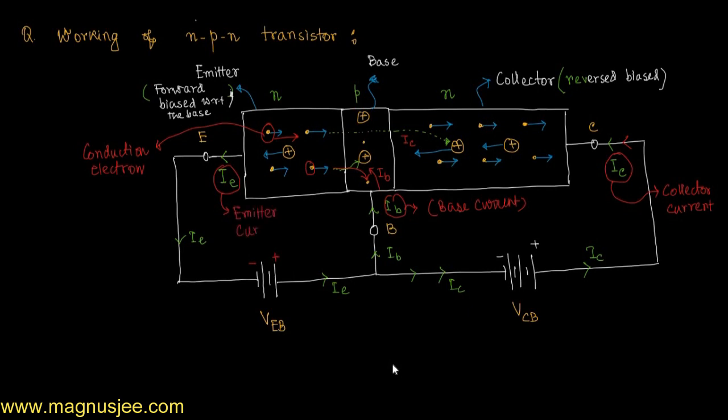IE is the emitter current which will appear as IB and IC in the NPN transistor. The emitter current IE generated from the N-type emitter will appear as base current IB and collector current IC. That's why we can say that the emitter current IE will be equal to the sum of the base current IB and the collector current IC. That means IE is equal to IB plus IC.